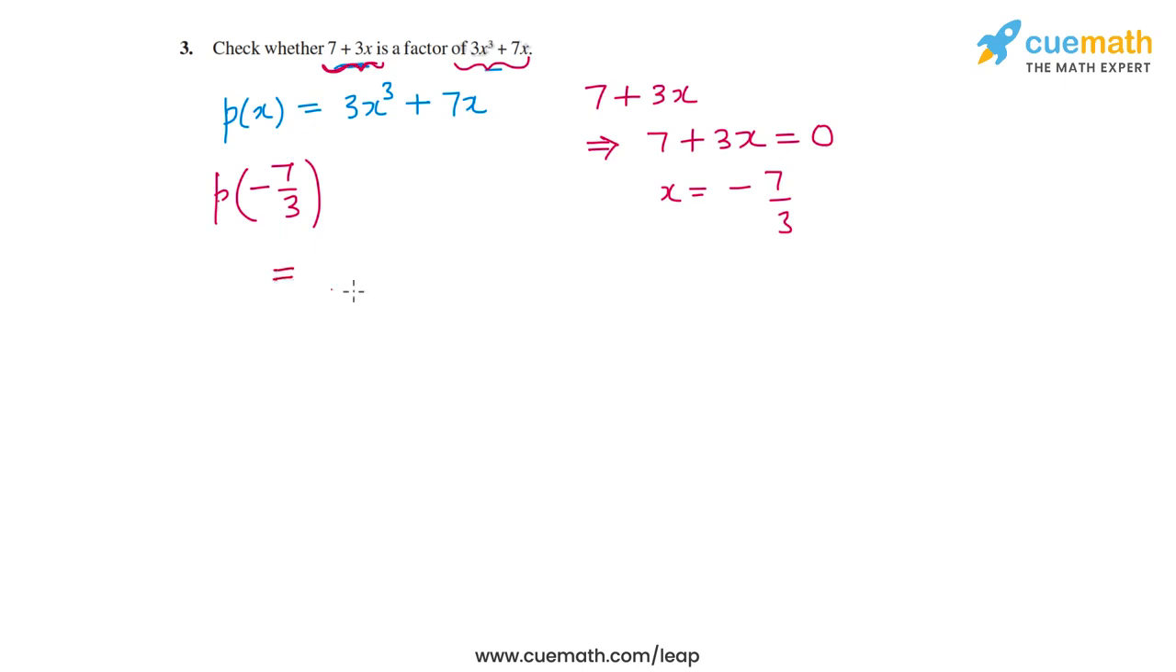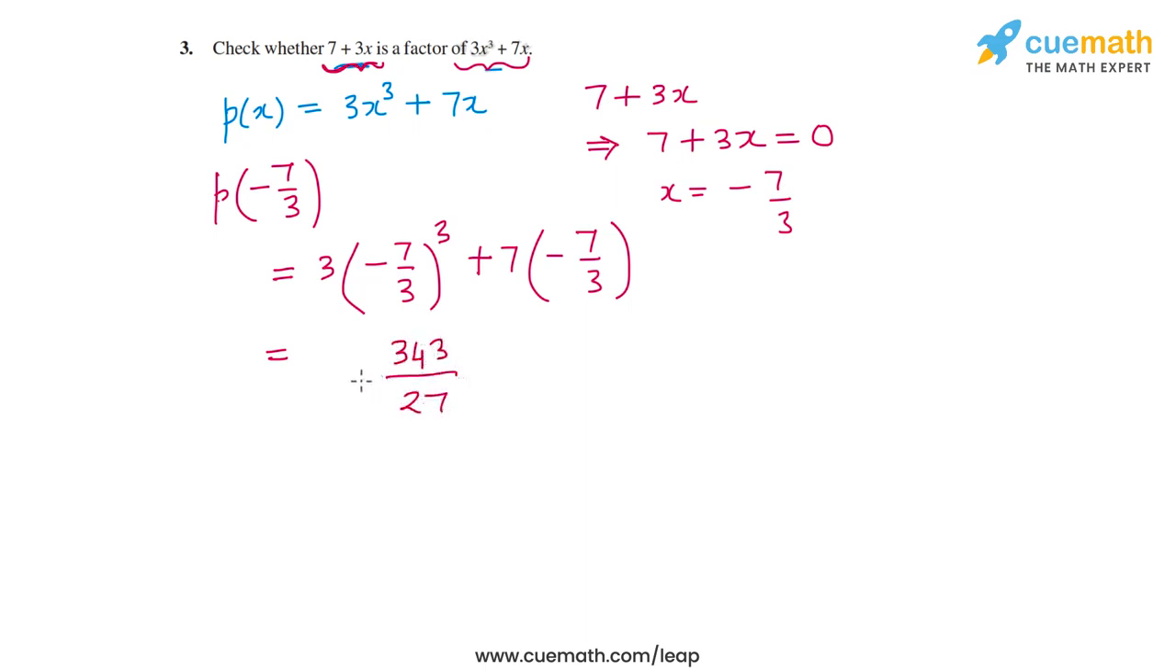So what is p of minus 7 by 3? Well, that is 3 times, so x cube will be minus 7 by 3 cube, plus 7 times minus 7 by 3, 7x. So let's expand this and see what we get. So 7 cube is 343 and 3 cube is 27, and I have a minus sign here and this factor of 3. So 3 times minus 343 by 27, and then the second term is 7 times minus 7, so that's minus 49 by 3.